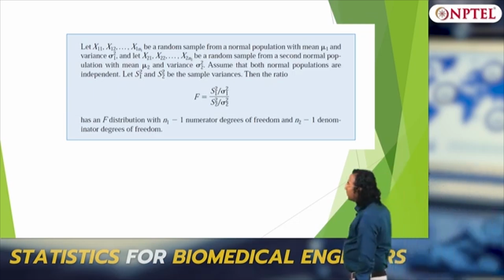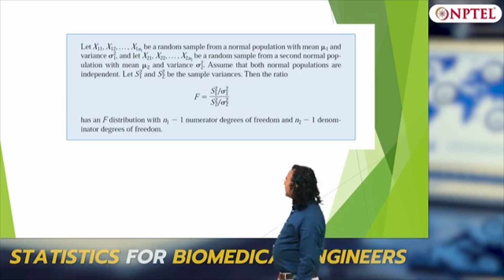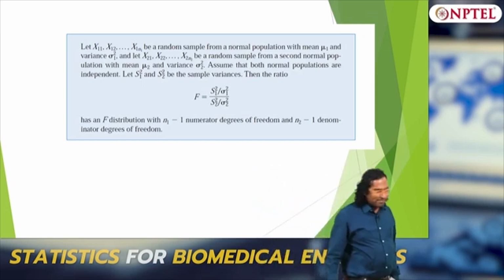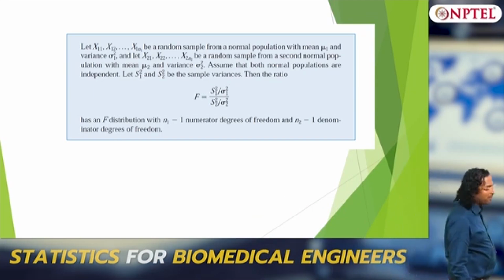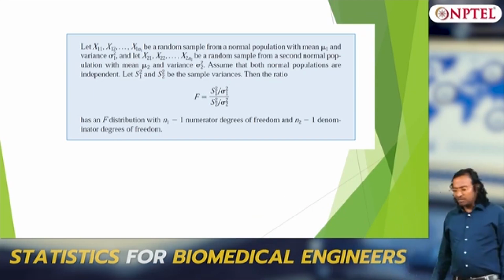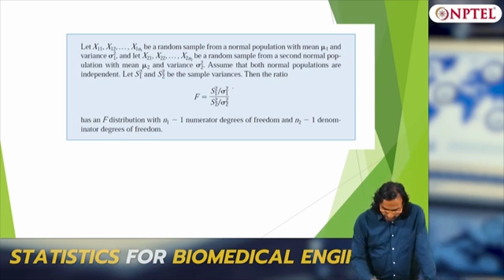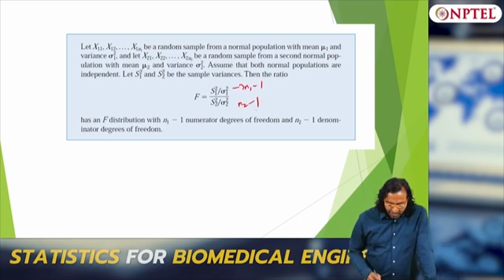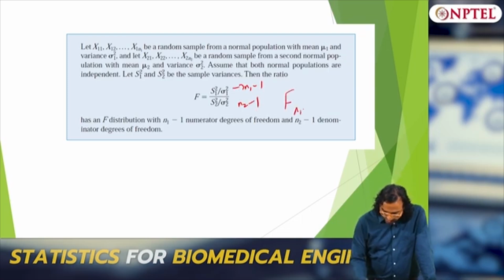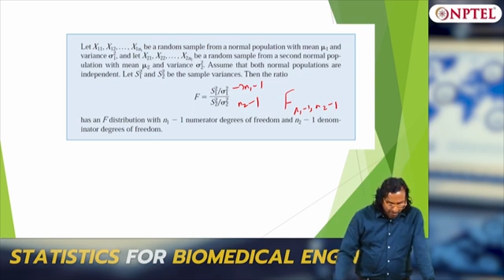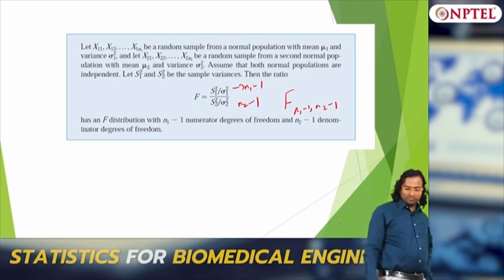So if you look at only one, you will have S squared by sigma squared following a chi-square. F is nothing but S1 squared by sigma 1 squared divided by S2 squared by sigma 2 squared. This follows an F distribution with numerator n1 minus 1 degrees and denominator n2 minus 1 degrees. So this is F with n1 minus 1 comma n2 minus 1 degrees of freedom.